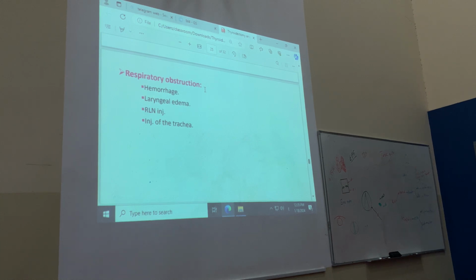Laryngeal edema, due to over dissection over the isthmus by diathermy and cautery and so on, we may have laryngeal edema. Recurrent laryngeal nerve injury. Which type of recurrent laryngeal nerve injury will lead to stridor? Partial. Bilateral. Injury to the trachea could also lead to respiratory obstruction.